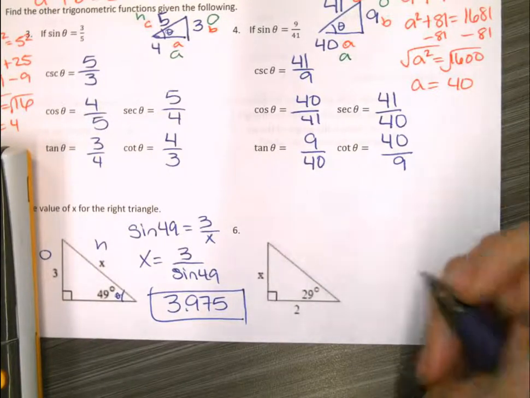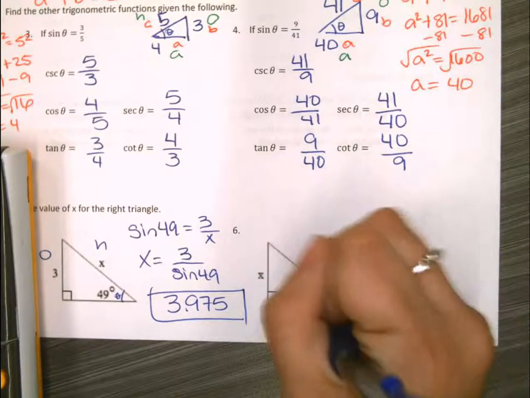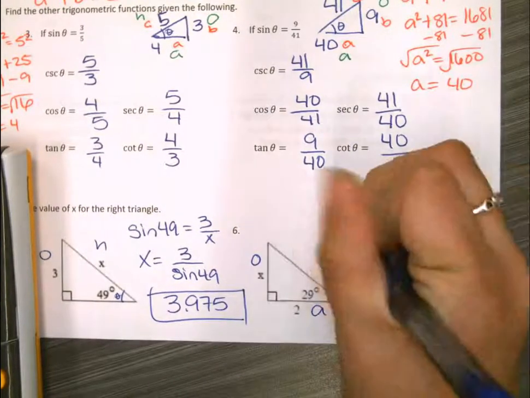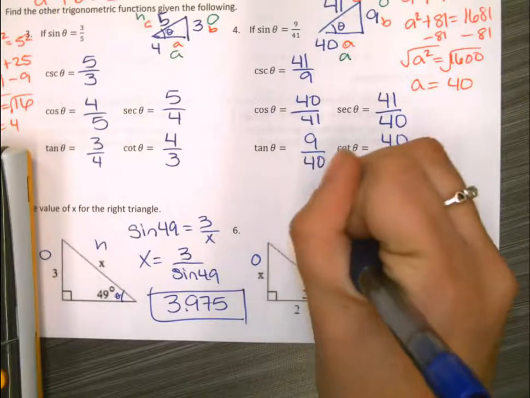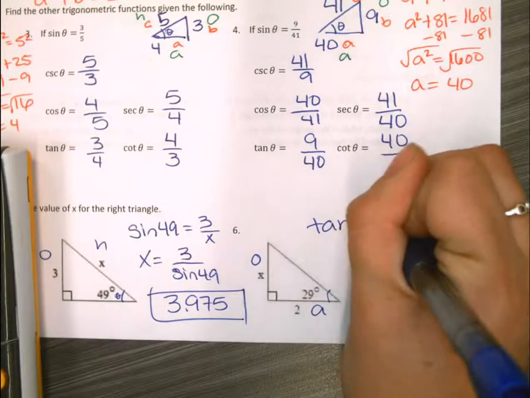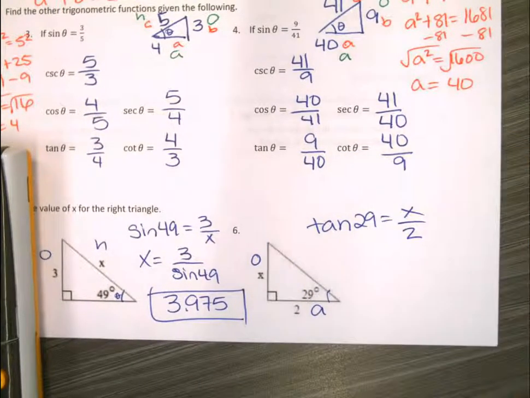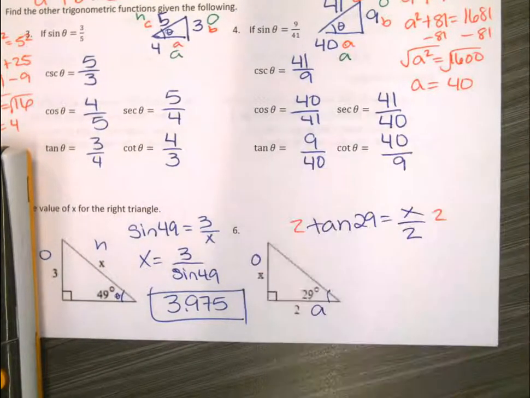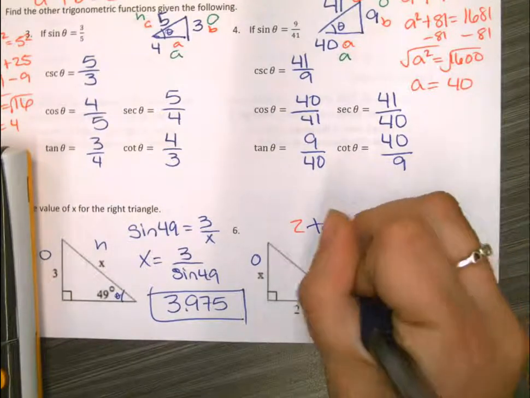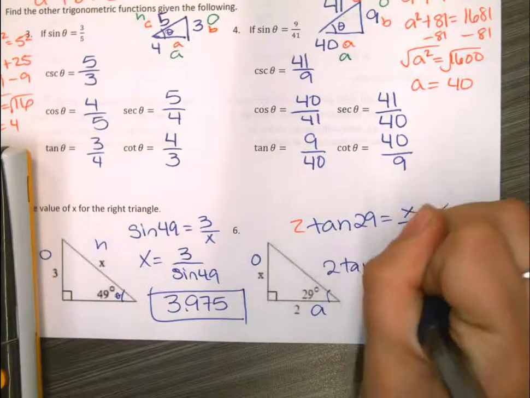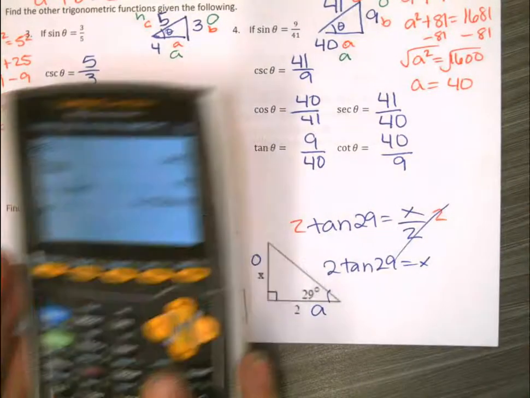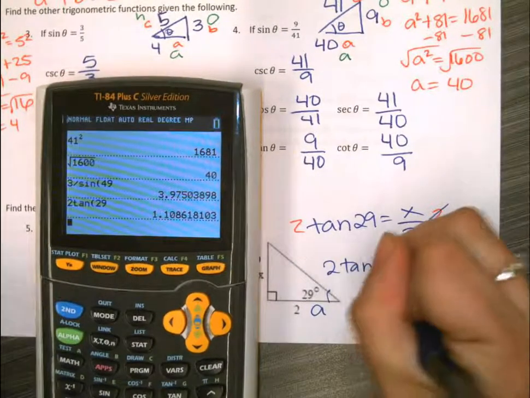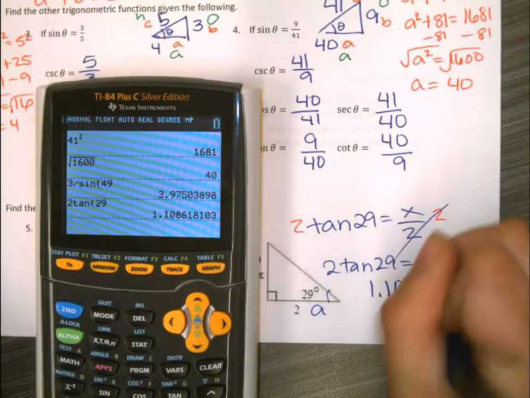Same thing over here on number 6. This time I'm going to go ahead and label, I have my angle, I have my opposite, and my adjacent. So this one is tangent. So I have tangent of 29 equals x over 2. On this one, to get x by itself, I'm going to multiply both sides by 2. That cancels out over here, and I get 2 tangent 29 equals x. And then I want to type that in my calculator. 2 tangent 29 gives me 1.109.